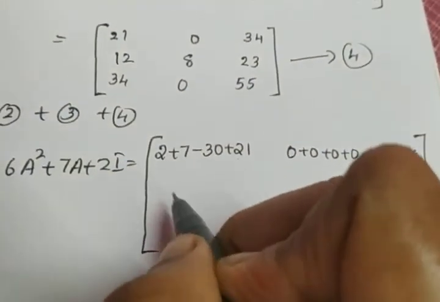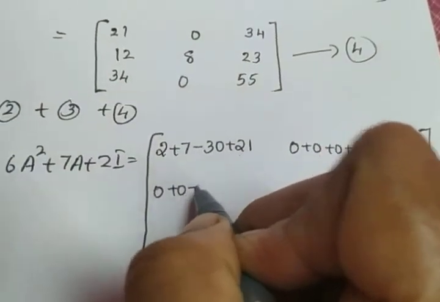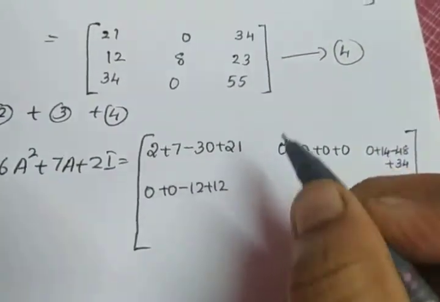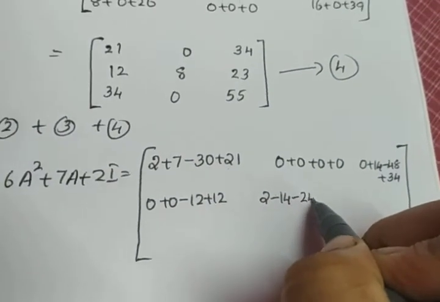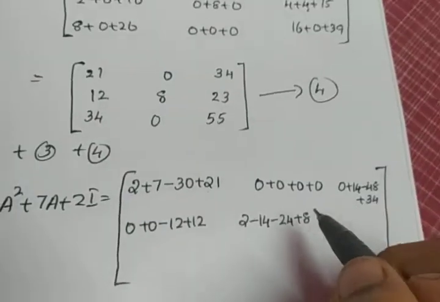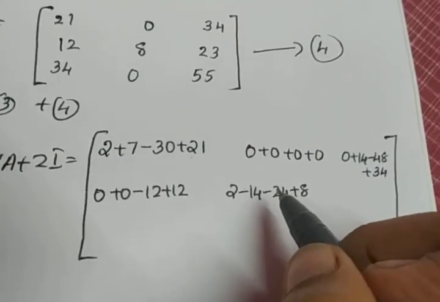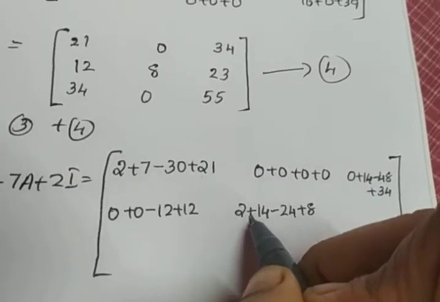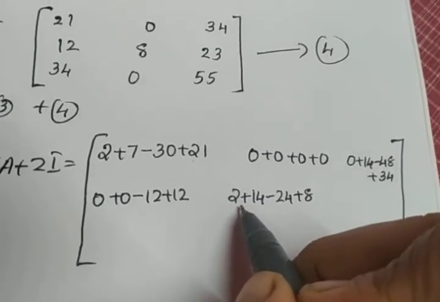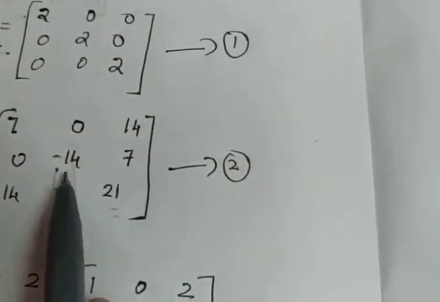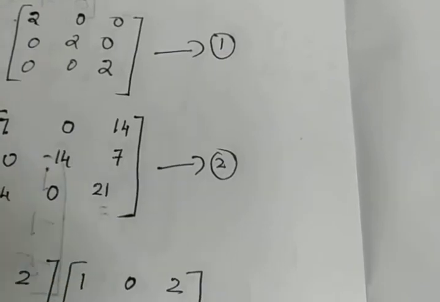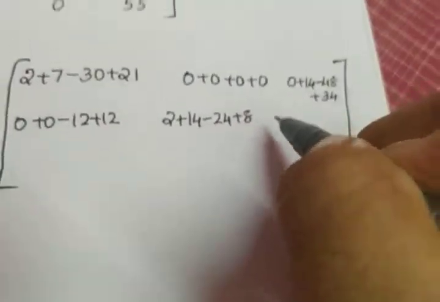Again, second row, the element is 0 plus 0 minus 12 plus 12. Again, 2 minus 14 minus 24 plus 8. 2, this is plus 14. Why did I correct it? Because I know that the value must be 0, isn't it? So if a correction is required, you can make it. It is actually 14. Check it here. This negative came from the other page. It is 14. Again, what about the third element? 7.